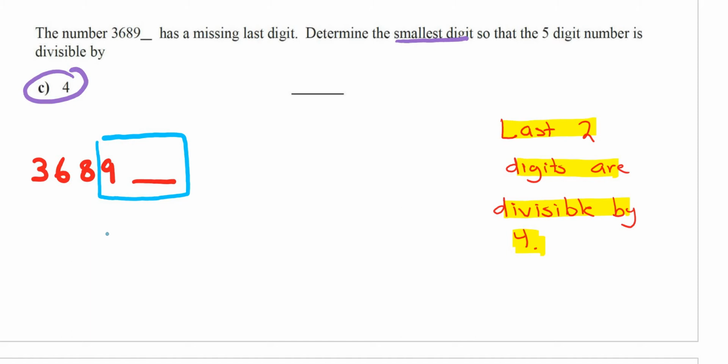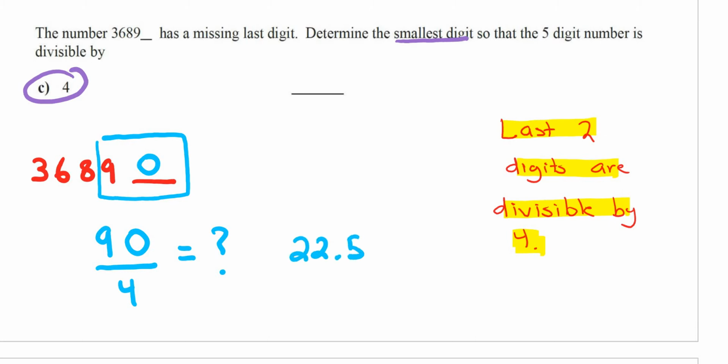So if I look at the 9 here, maybe the next digit could be a 0. Now ask yourself, if this was 0, is 90 divisible by 4? Does 90 divided by 4 give you a nice integer? And the answer is no, that's about 22.5, so the last number cannot be 0. Okay, what's the next number after 0? Well, it's a 1, right? So is 91 divisible by 4? If you go to your calculator and type in 91 divided by 4, I still get a decimal answer, so 1 does not work.